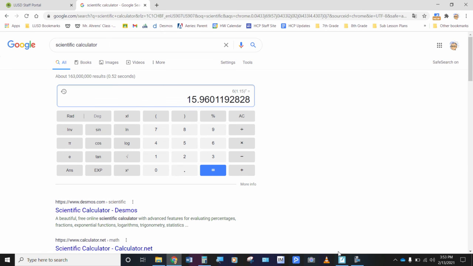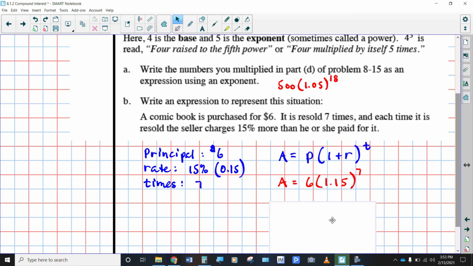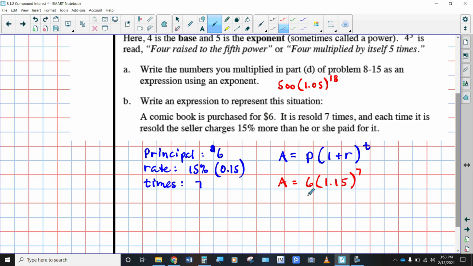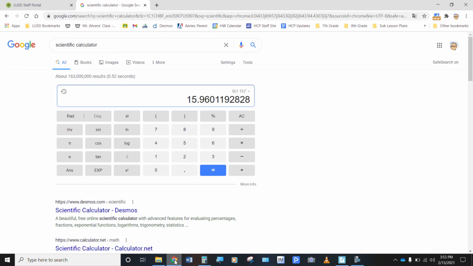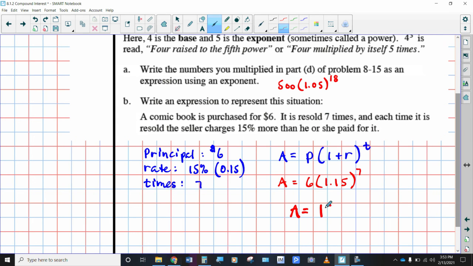$15.96. So let's come back here and see. Oh, I didn't even do it. Didn't even declare my answer. Why would I not do that? Okay, I guess maybe I was planning on doing it with you. So the new amount is equal to $15.96. That is what the seventh person will pay for this fantastic comic book.